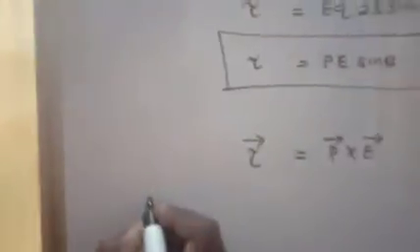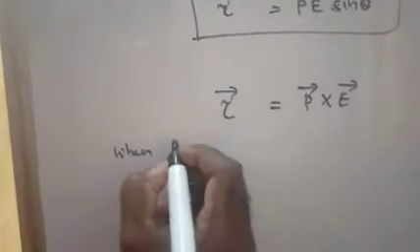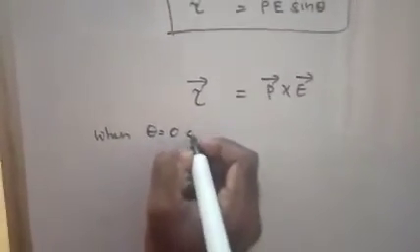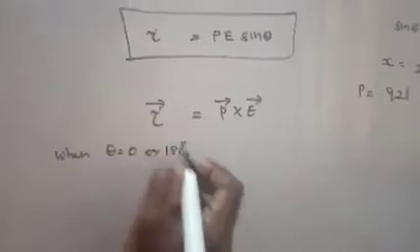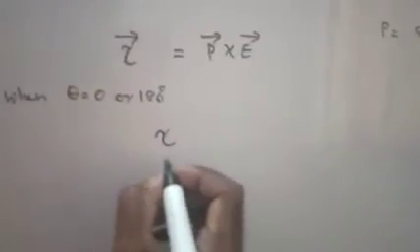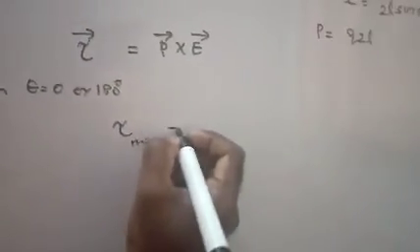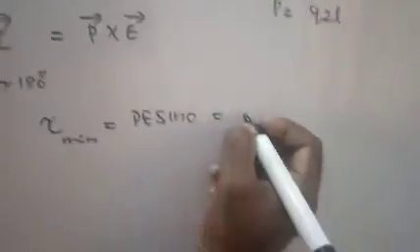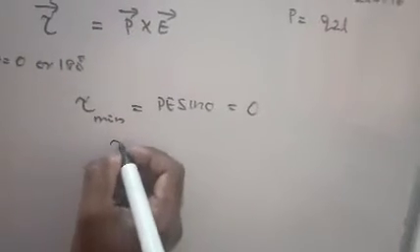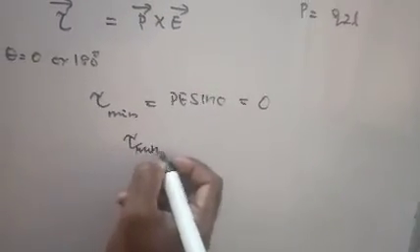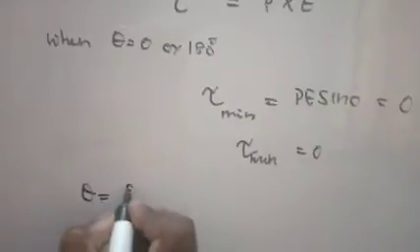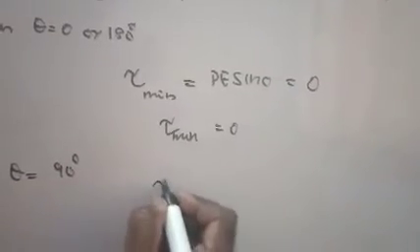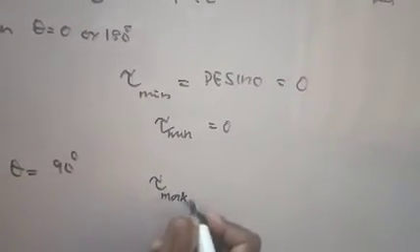Now in a special case when theta equal to 0 or 180 degrees, torque becomes minimum. Do you understand why it is minimum? p sin 0, p sin 180 is 0. We got the condition for minimum torque. Now when is the torque maximum? Torque is maximum when theta equal to 90 degrees.